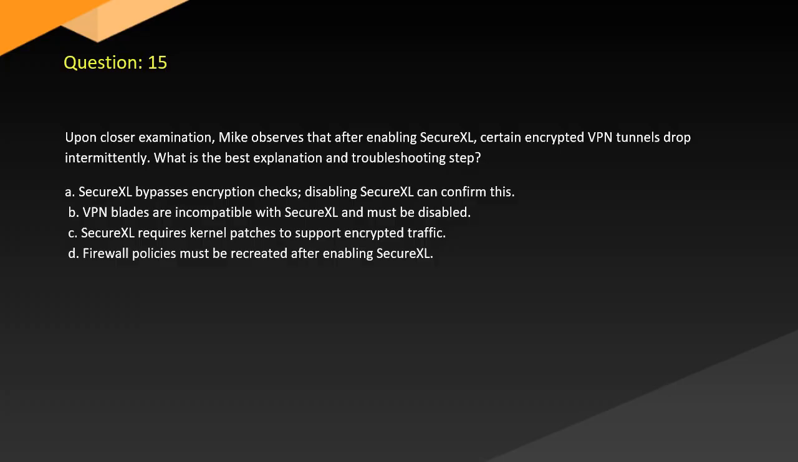Question 15. Upon closer examination, Mike observes that after enabling SecureXL, certain encrypted VPN tunnels drop intermittently. What is the best explanation and troubleshooting step? A. SecureXL bypasses encryption checks. Disabling SecureXL can confirm this. B. VPN blades are incompatible with SecureXL and must be disabled. C. SecureXL requires kernel patches to support encrypted traffic. D. Firewall policies must be recreated after enabling SecureXL.